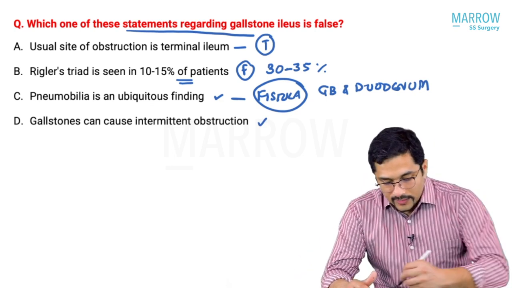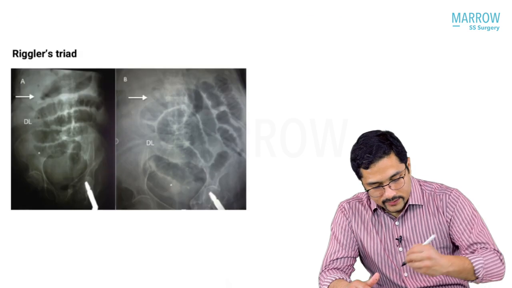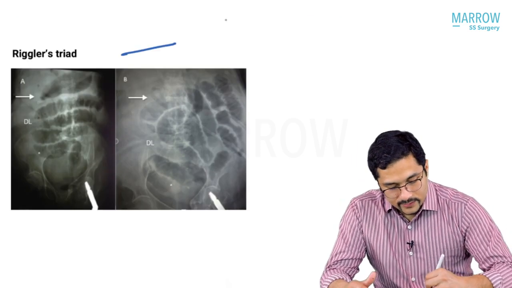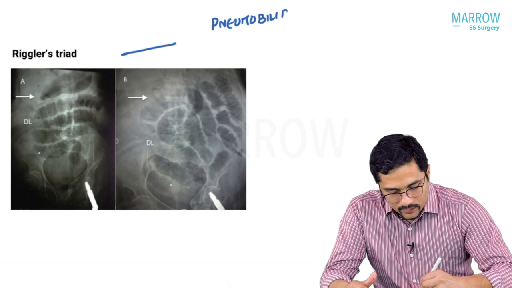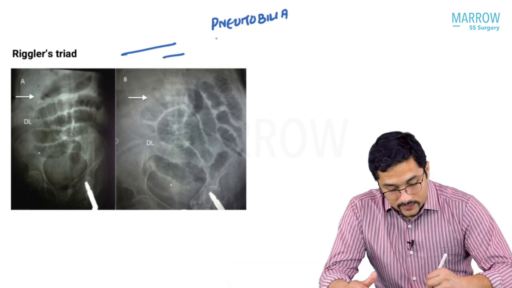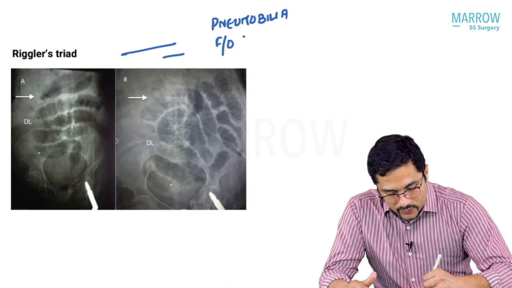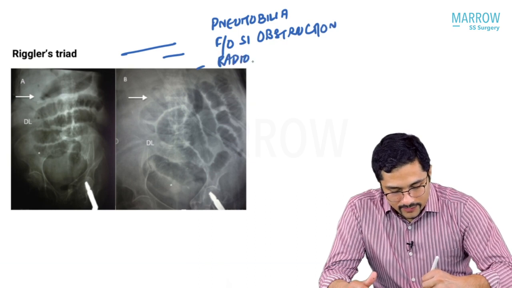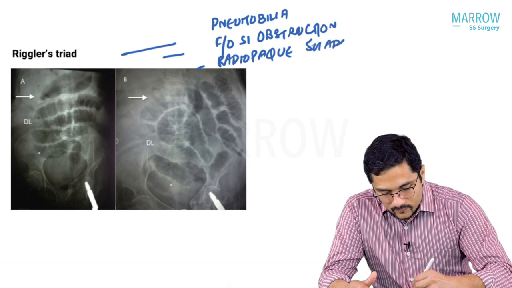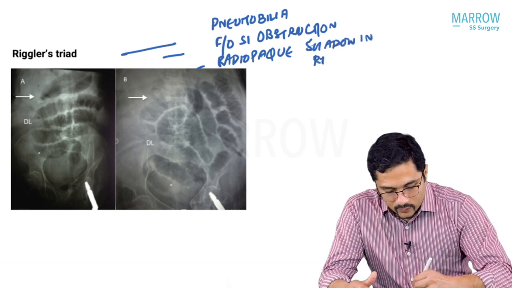Now, Riegler's triad has three things. There is pneumobilia, there are features of small intestinal obstruction, and there is a radiopaque shadow in the right lower quadrant.